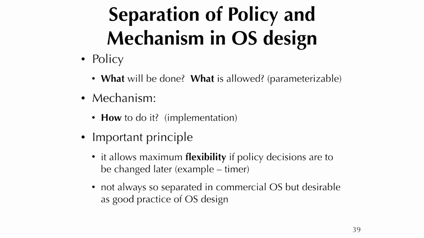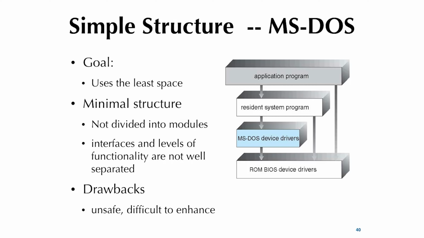It's not always separated so cleanly in commercial OSs, especially like DOS and Windows. They just needed something that was running, and they didn't have such clean separation. But over time, people learned about the importance of separation between policy and mechanism, because that's what makes your OS maintainable. Okay, so let's look at case studies for a few OSs.